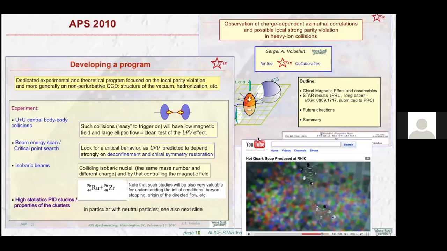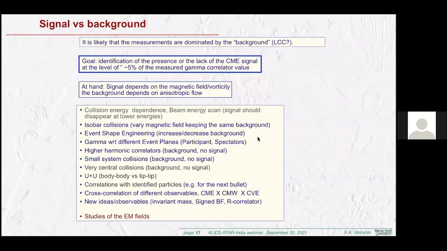And as was already seen in some previous slides, which I didn't discuss in detail, just the very first time we showed the results in public, we started to think and propose a program for how to disentangle the background from the signal. And this is one of them, going with the isobars. I could probably just skip the slide.